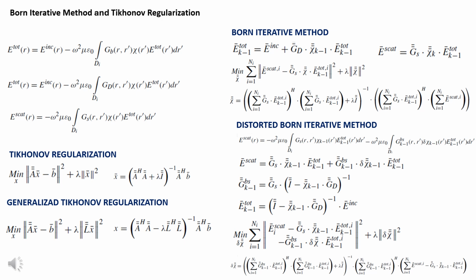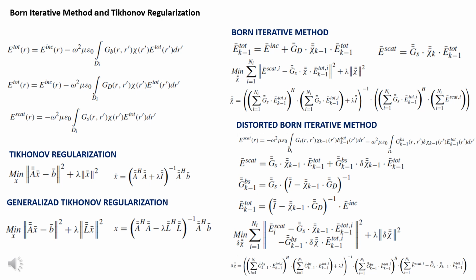In the left side of the slide, we briefly discuss two important iterative methods used in electromagnetic imaging: the Born iterative method and the distorted Born iterative method, DBIM. BIM uses the Born approximation at each iteration.